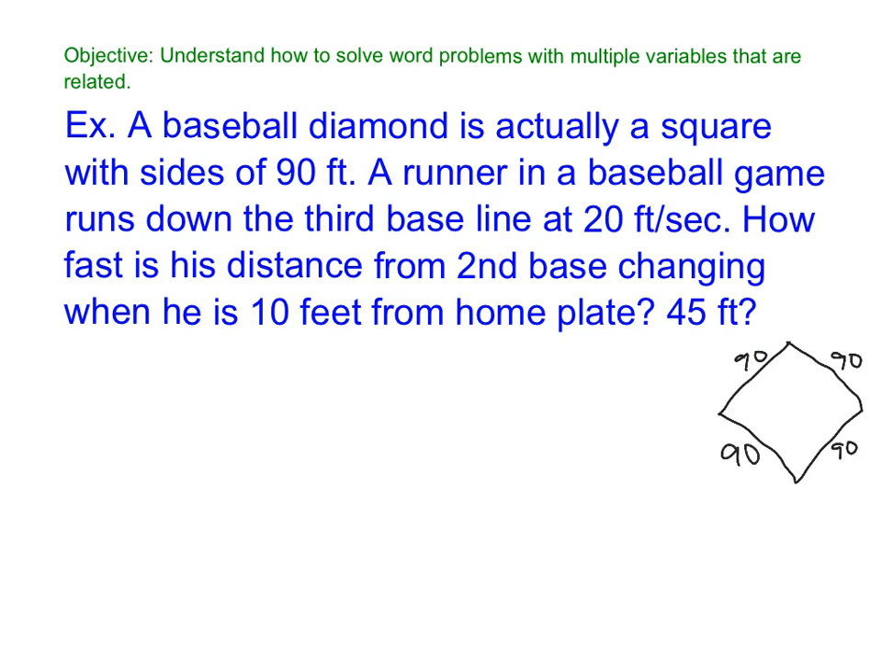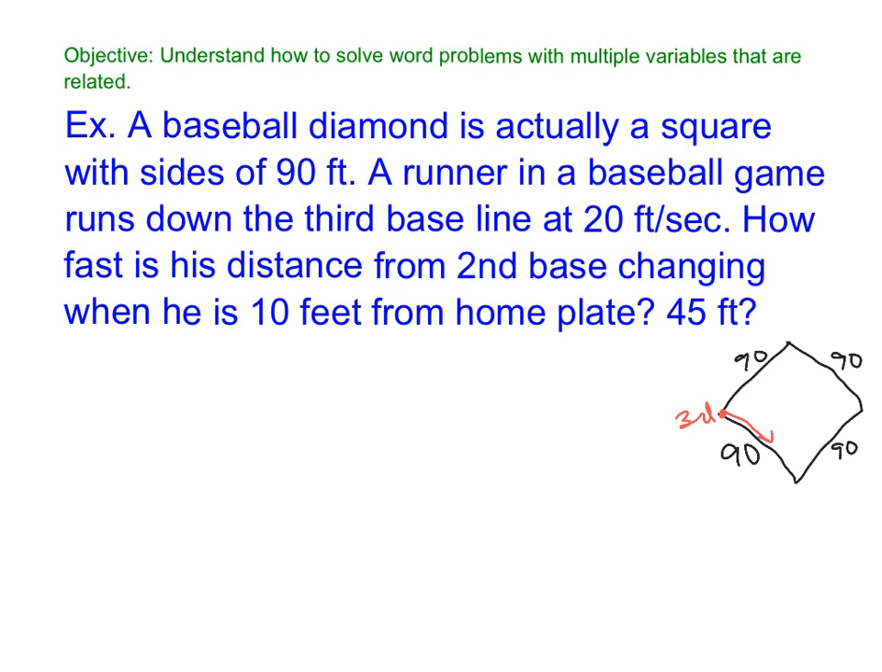A runner in a baseball game runs down the third base line. So he's running. He's here. This is third base, right? And he's running this way. He's running down the third base line at 20 feet per second.